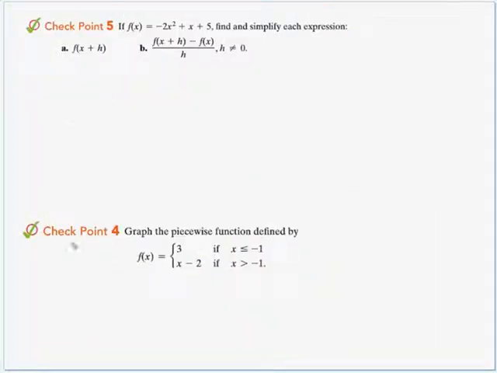For practice problems, checkpoint 4 and 5, they are sort of out of order. If you want to do 4 first, go right ahead. Graph the piecewise function. For number 5, do the difference quotient, what we just did on this slightly different function right here. So pause the video, try those, and then fire it back up. See how you did.